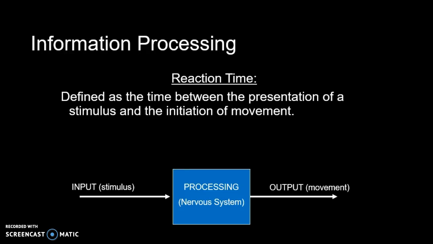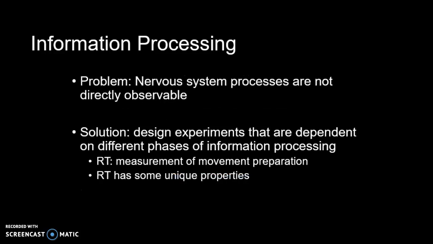Reaction time is defined as the time between the presentation of a stimulus and the initiation of movement. So when we see that yellow light, we have this input stimulus. Then we have this processing within our nervous system, and then it's our output as to whether or not we are going to speed up and run that light, or we're going to slow down and stop.